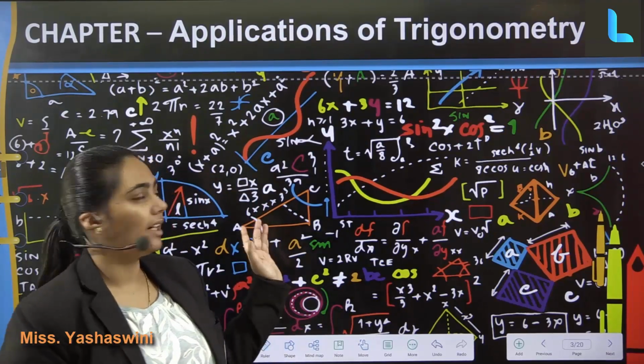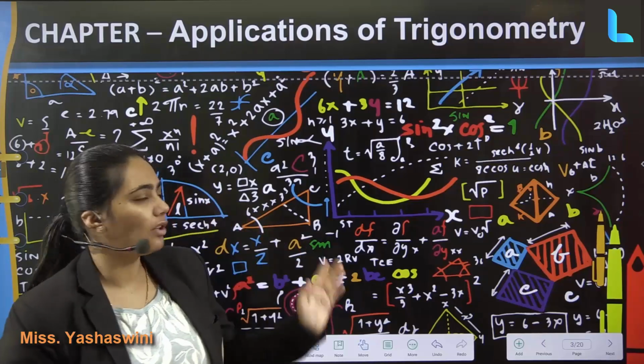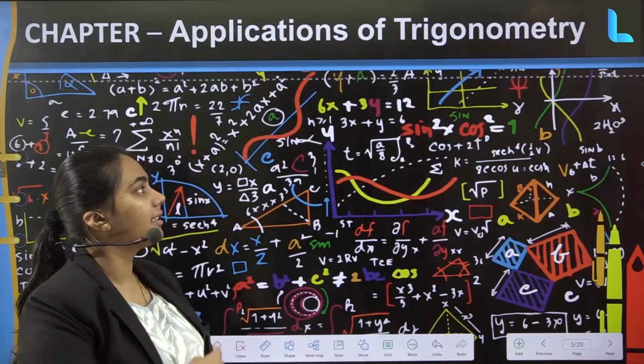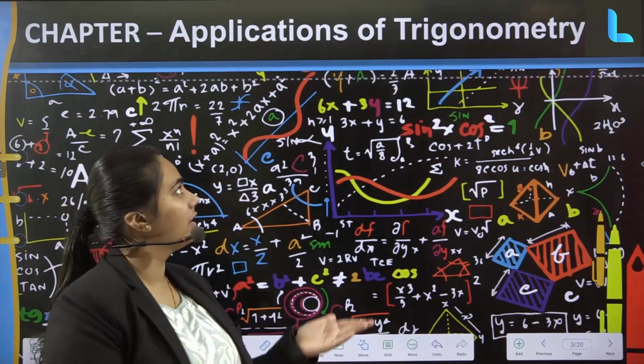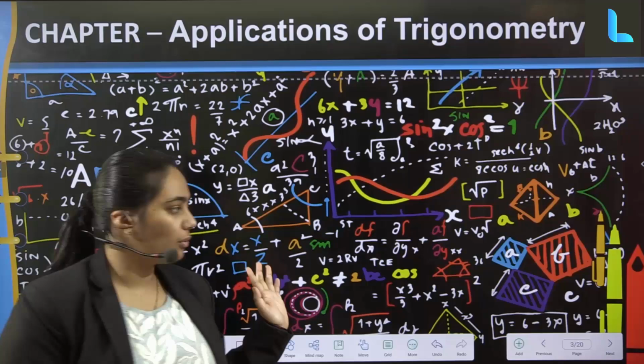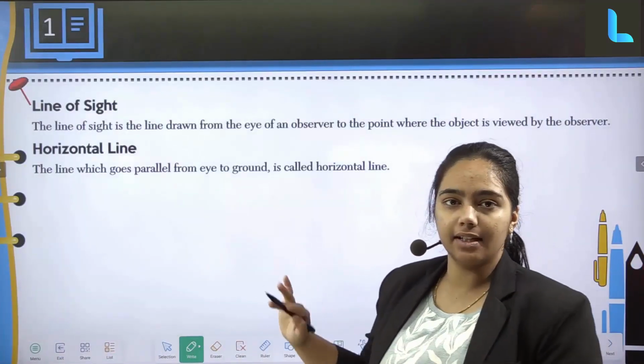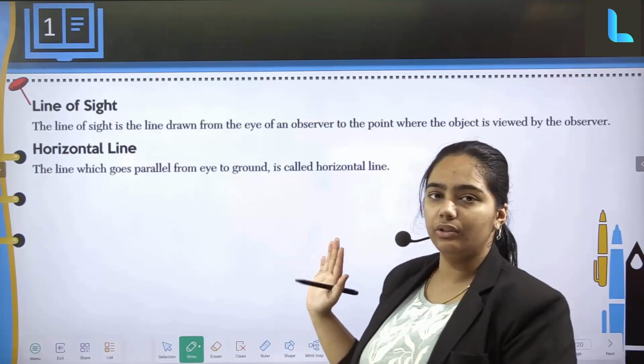So here we are with another chapter, that is applications of trigonometry. We have completed introduction to trigonometry and this is the continuation, which is applications of trigonometry. Before we start with the questions, first let's understand a few basic topics which are related to the questions.